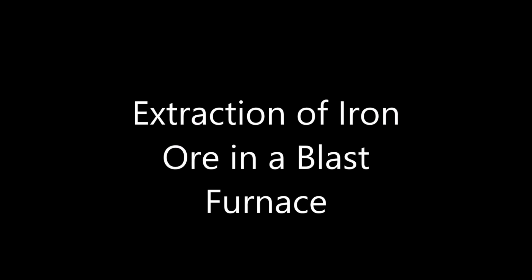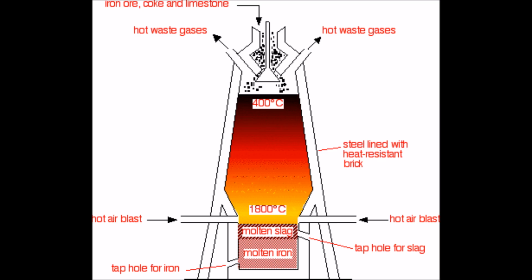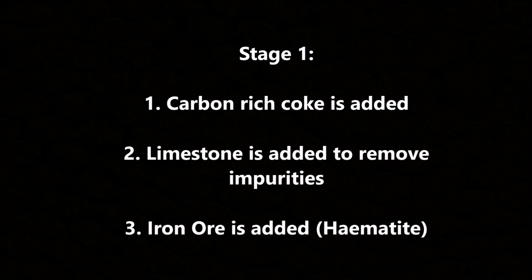The extraction of iron ore in a blast furnace. On screen now is a diagram of the iron ore blast furnace. Stage 1, you'll add your carbon-rich coke. Limestone will also be added to remove the impurities, and iron ore will also be added. This is your hematite.